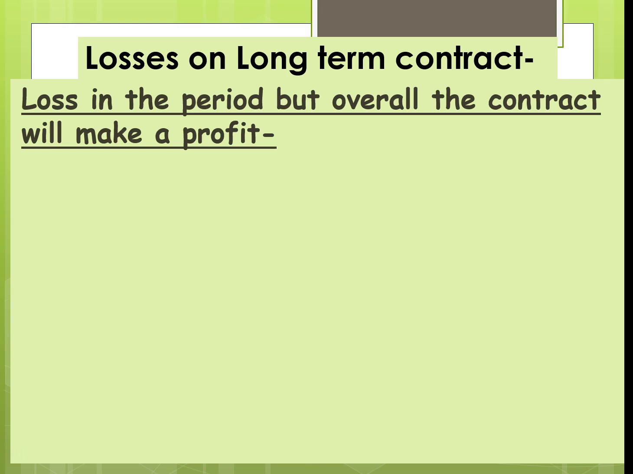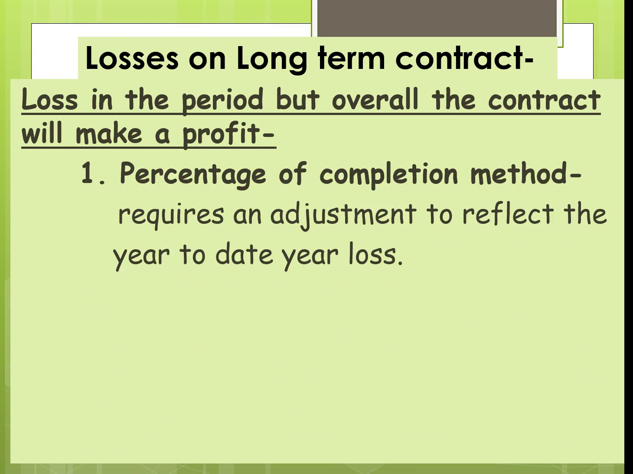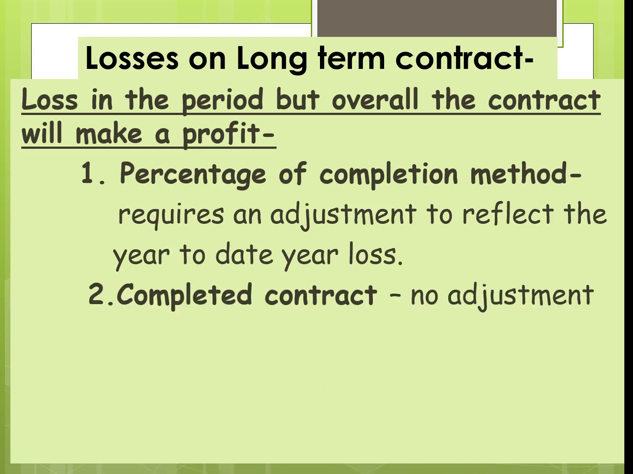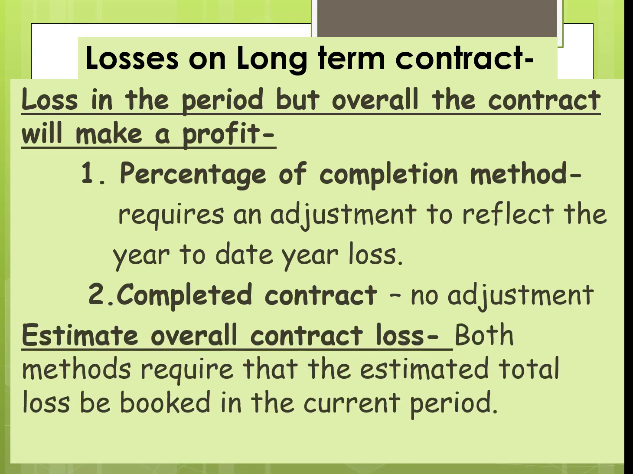Now, the last thing we're going to cover, and this is going to be covered in Part 5, what happens if you have a loss on a long-term contract? Well, if you have a loss in the current year, but the overall contract is profitable, you're going to make your adjustment and record like you do with percentage of completion, but for completed contract, you don't do anything until the contract is complete. However, if there is an overall loss on the contract, both methods require that the estimated total loss be booked in the current period. That concludes this presentation.